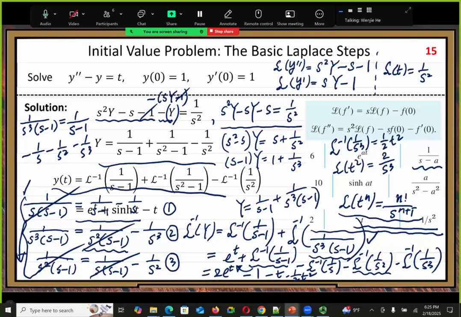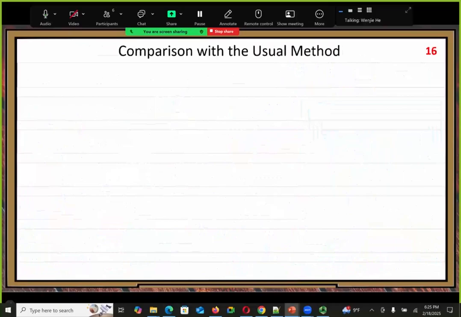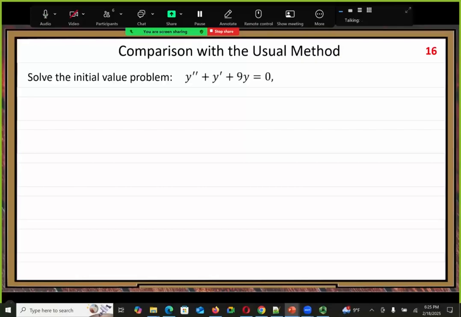Expect your second homework assignment, so you need to do a lot of exercise questions on Laplace transforms. All right, so that's the first example. Second example, let's do another one. Comparison with the usual method, the one I described at the beginning. And here we will use Laplace transform.